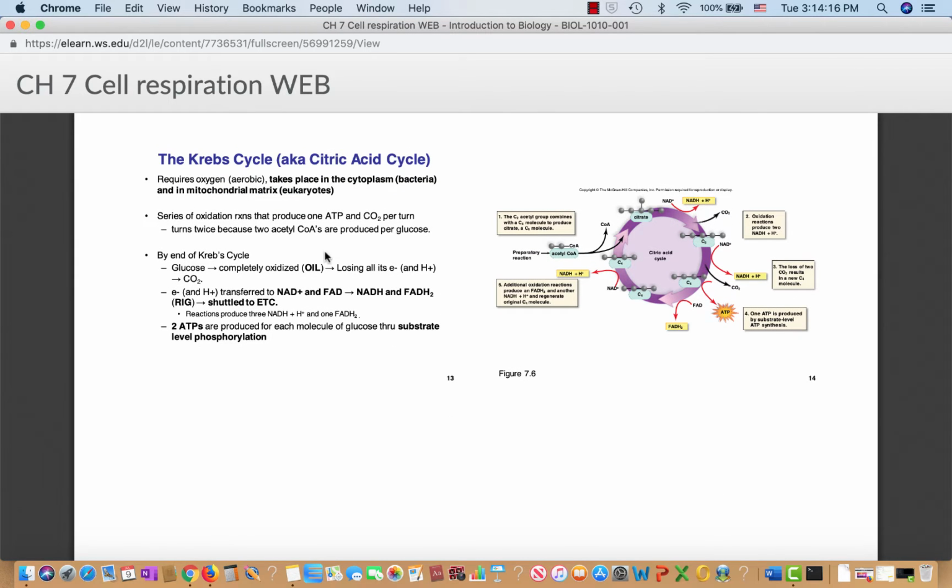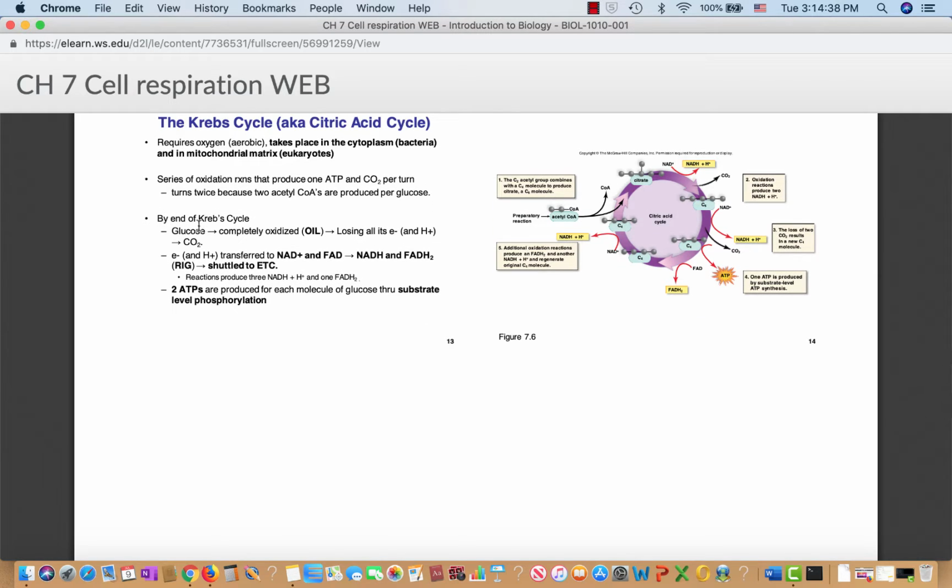And this is a series of reactions that produce 1 ATP and CO2 per turn. And you go around twice because you've got 2 acetyl-CoAs per glucose. So for every glucose molecule, you can complete the citric acid cycle 2 times. So what you end up doing is you completely oxidize your glucose. You've stripped all the electrons and hydrogens from it, which turns into CO2.